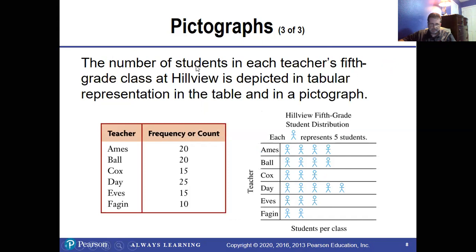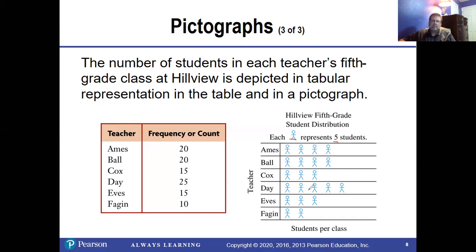All right, the number of students in the teacher's 5th grade class at Hillview is depicted in both this table and then in a pictograph. Again, we are looking at the legend there. Each picture is worth 5. This is great using people. They understand what a stick figure is, and that's how many people.